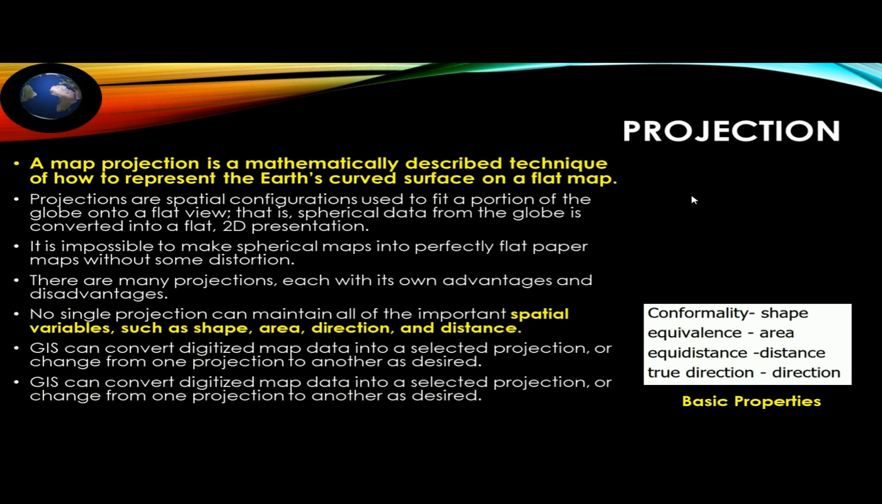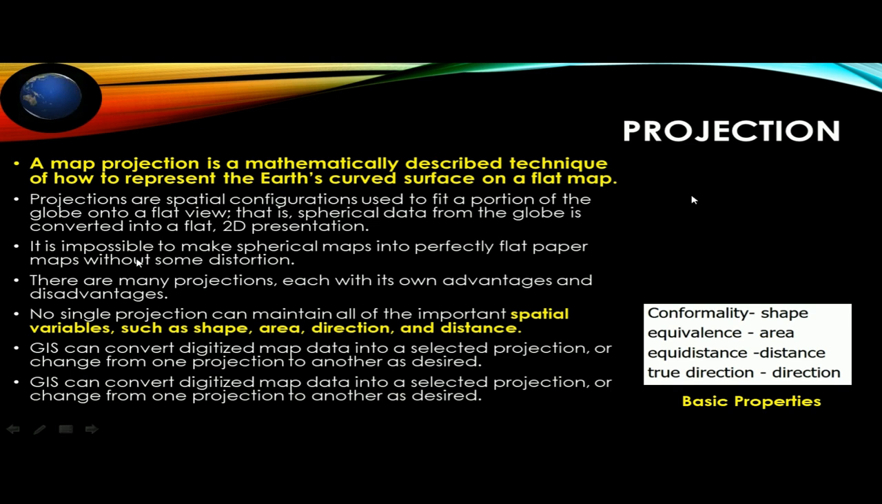The projections are spatial configurations used to fit a portion of the globe onto a flat view, that is, spherical data from the globe is converted into a flat 2D presentation. Frankly, it is impossible to exactly replicate the 3D features into 2D, but still we can cover some of the features, as we have four basic properties here.